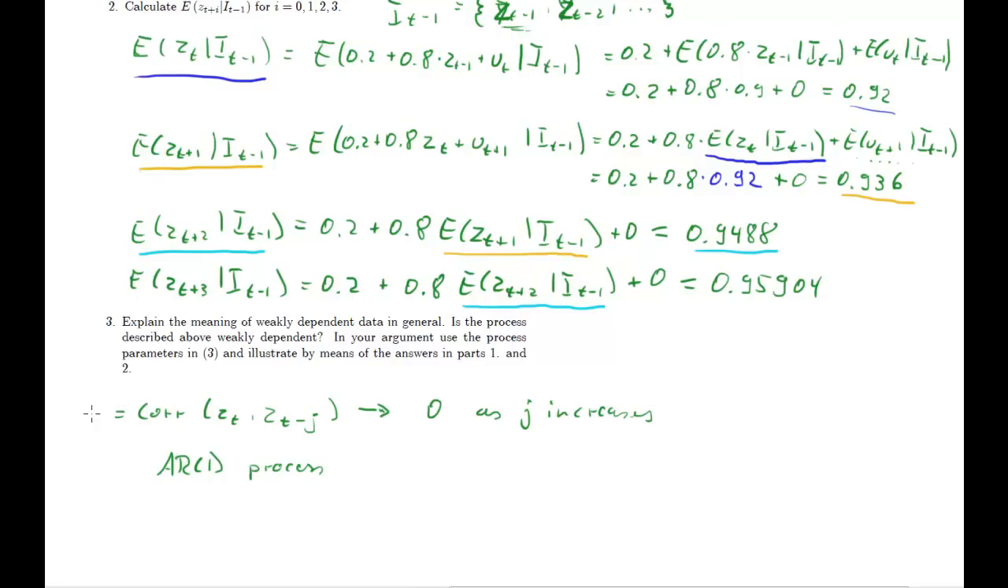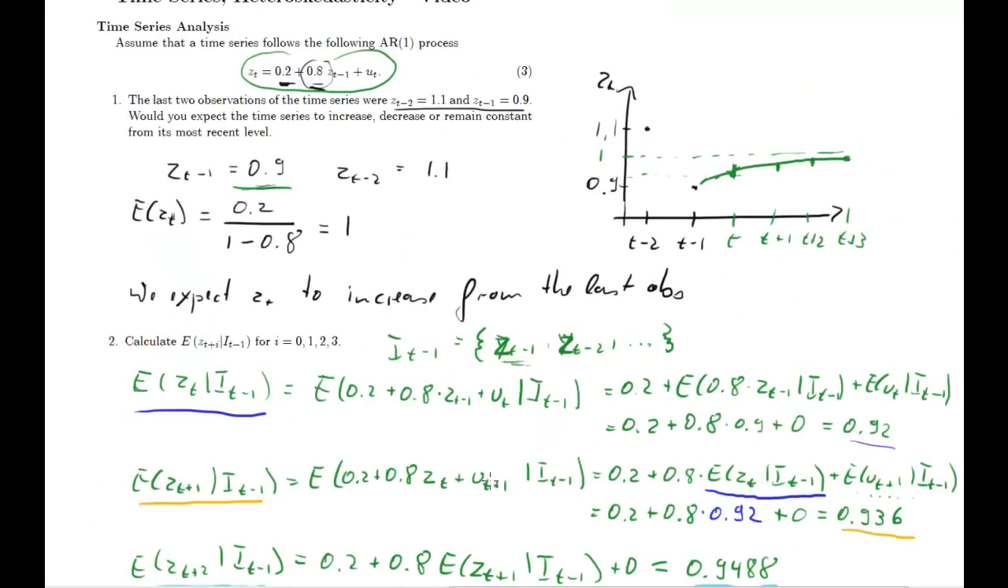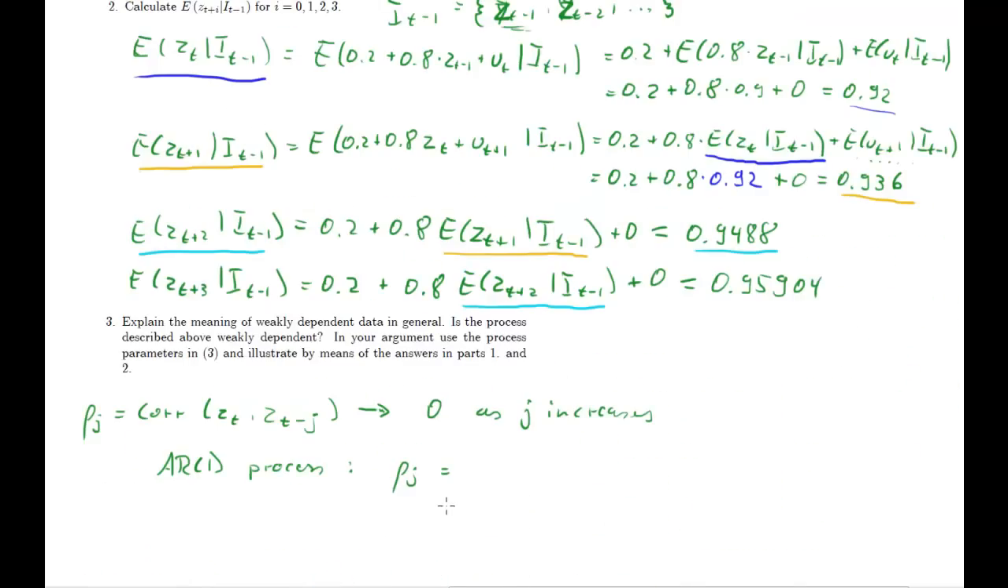and let's use an abbreviation here, rho_j, where j indicates the lag, and for an AR(1) process we know that rho_j is related to the AR(1) parameter, and that is up here, our 0.8. In particular, the formula we have is that rho_j equals 0.8 to the power of j. So the question is now, as j becomes larger, does this go to zero?